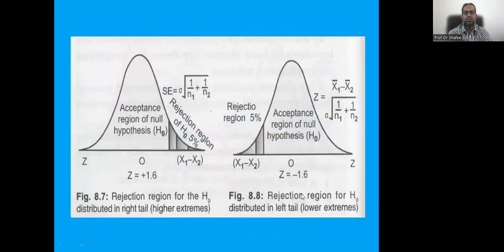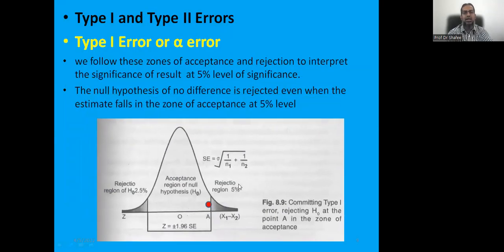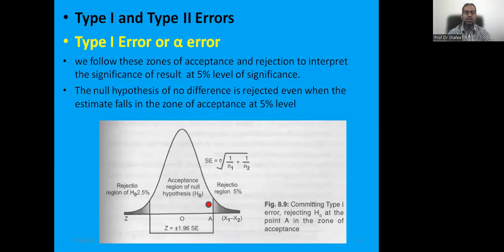Please remember this. The plain area is the zone of acceptance in both cases. In case of a right-tailed distribution, this is the zone of rejection, and in a left-tailed distribution, this is the zone of rejection. So this is for one tail test. We'll see about what is one tail and what is two tail. Now depending on the acceptance and rejection of the null hypothesis, we commit some mistakes which are called errors, and they are also called type 1 error and type 2 error.